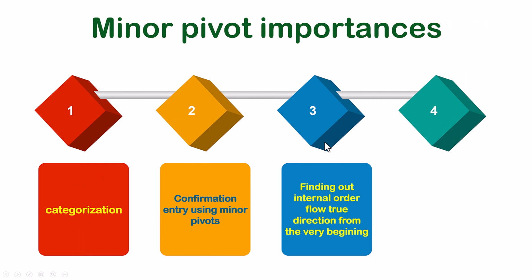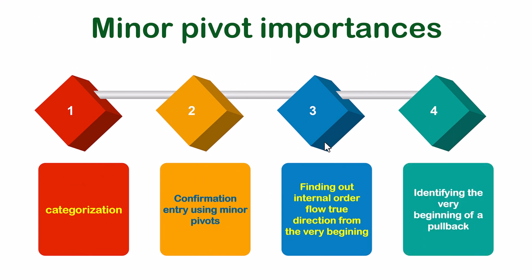The last and fourth importance of a minor pivot is going to be identification of starts and endings of pullbacks. All of the time pullbacks start and end with minor pivots. Let's talk about them on charts.